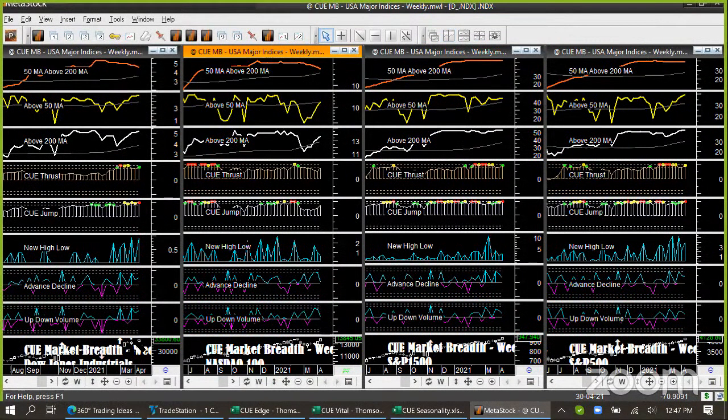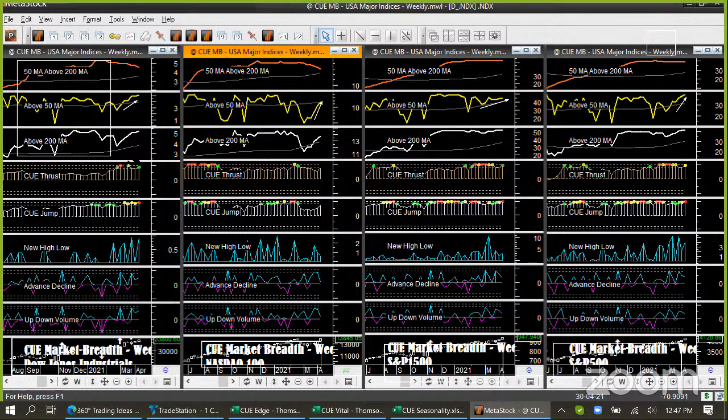Here I am looking at the four major indices: Dow Jones, Nasdaq 100, S&P 1500 and S&P 500 weekly interval, and looking at multiple market internal studies. The line studies are showing stocks movement relative to major moving averages. The yellow line showing the percentage of stocks above 50-day moving average that has now gone above the average line for all the four indices.